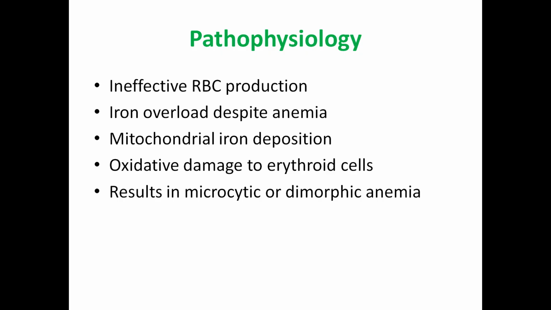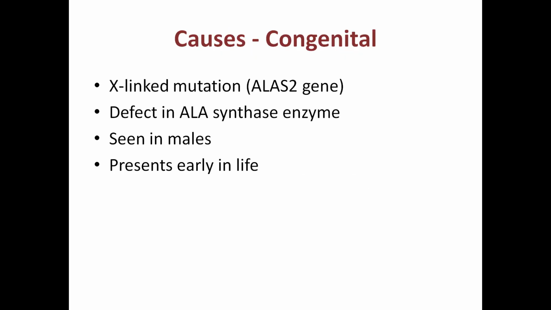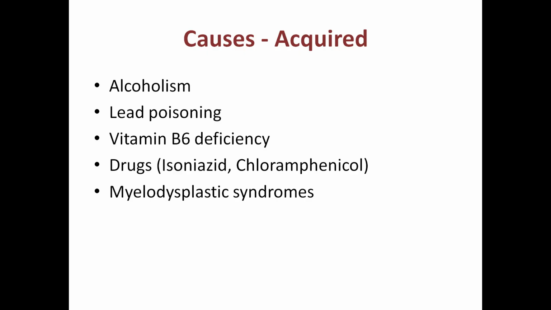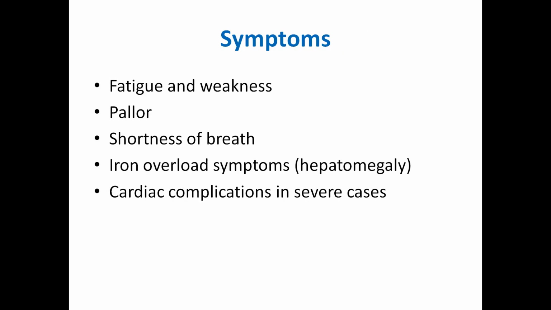Now here are several causes. The first is congenital causes, that is X-linked mutations of the aminolevulinic acid synthase 2 gene, a defect in the aminolevulinic acid synthase enzyme, seen in males and present early in life. Next are the acquired causes: alcoholism, lead poisoning, vitamin B6 deficiency, drugs like isoniazid, chloramphenicol, etc., and myelodysplastic syndromes. These may lead to sideroblastic anemia.